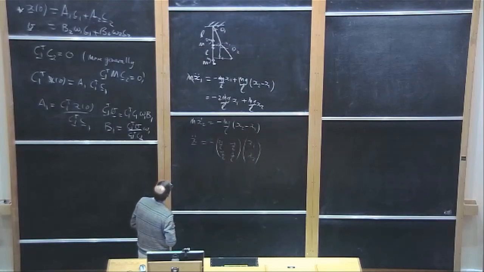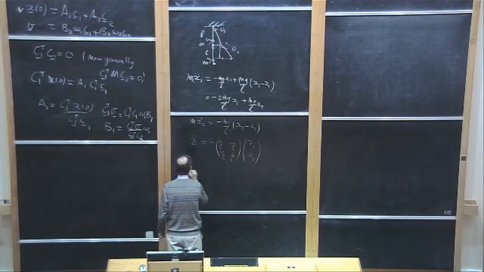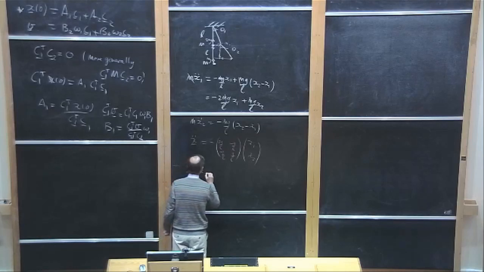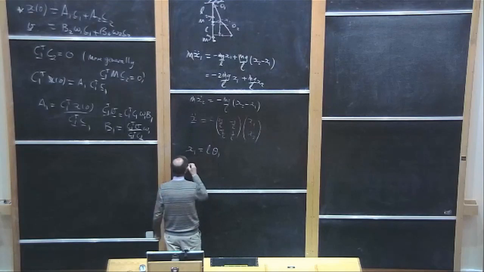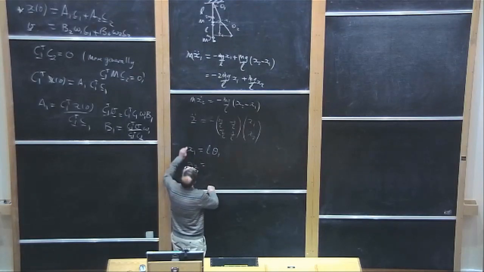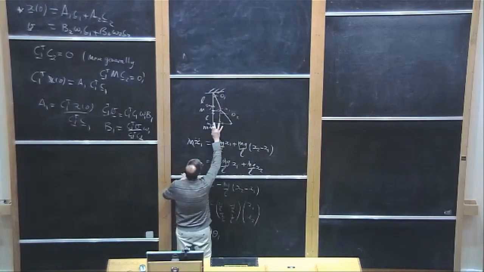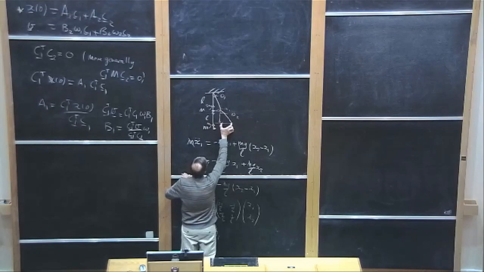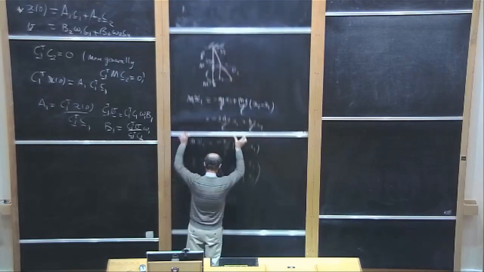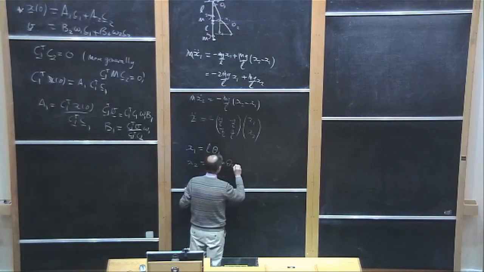So let's figure out what the relationship between the coordinates is. Well, x1 is simply related to theta 1, fortunately. x1 is L theta 1. But x2 is this displacement, which is L theta 1, plus this displacement, which is L theta 2. It's L times theta 1 plus theta 2.